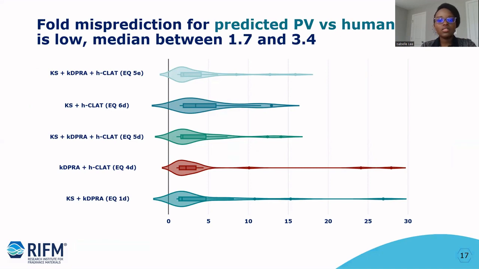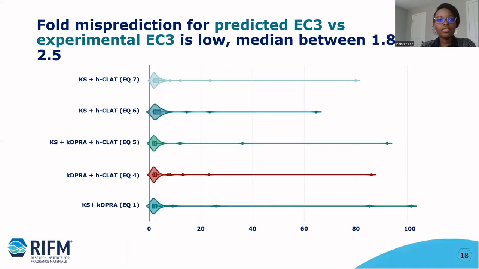Another assessment we did was to look at the fold changes between the predicted numbers versus the reference numbers. And we did this for all of the 5 equations. And presented here is those looking at the human potency value. And what we saw was that there was a low difference between all of them. So we had a median fold misprediction ranging from 1.7 to 3.4, which is a good performance that we see for a lot of these NAMs. And then when you look at the EC3, the median fold misprediction was between 1.8 and 2.5, which is slightly lower than what we saw with human potency values, which is also still a good prediction.